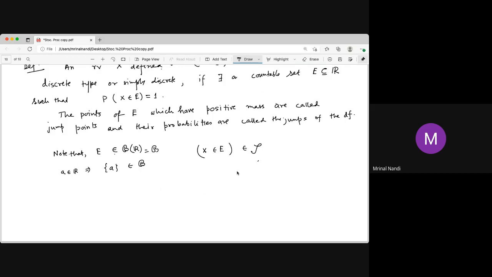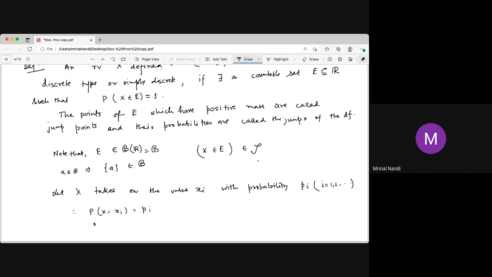X belongs to E, an event space. Now let X take on the values xi with probability pi, for i equal to 1 up to total. What is this? That means the probability of X equal to xi is pi.